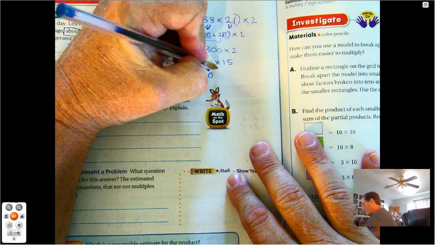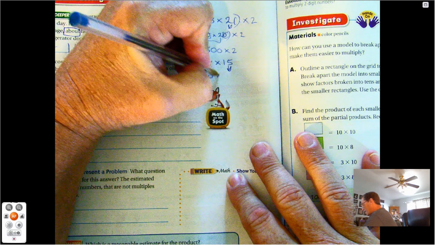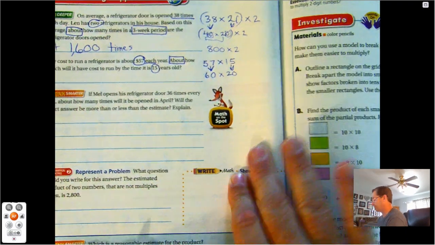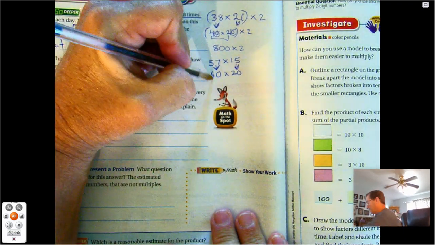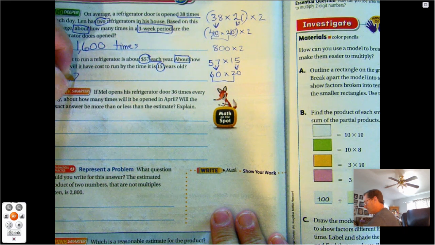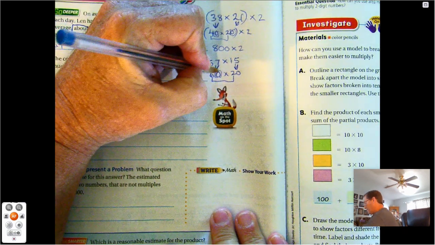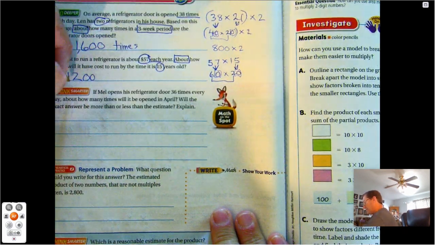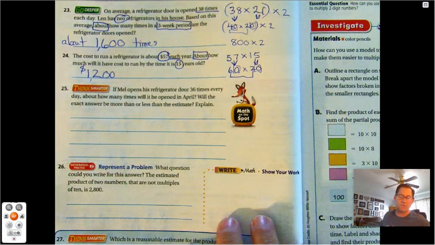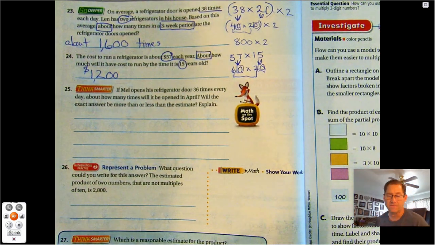6 times 2 is 12. And then we have the 2 zeros. So it costs about $1,200 over the life of the refrigerator, or over the 15 years.